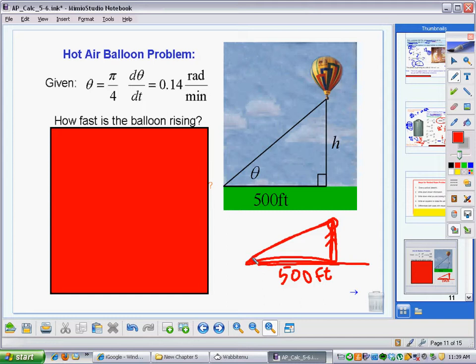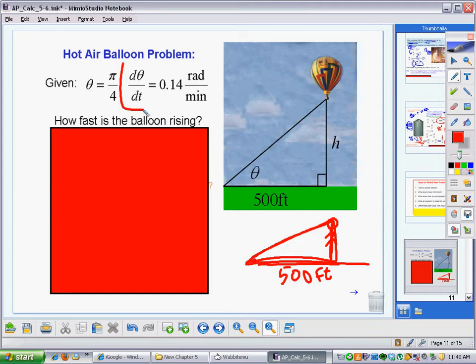Now, that says pi over 4. Pi over 4 often confuses people. How many degrees is that? 45. So sometimes they might say degrees, but usually with the calculus problems, they'll always be in radians. Anything on the AP exam will always be in radians. So they're not going to say you're looking up at it as a 45-degree angle. They'll say your angle of inclination is pi over 4 radians or whatever.